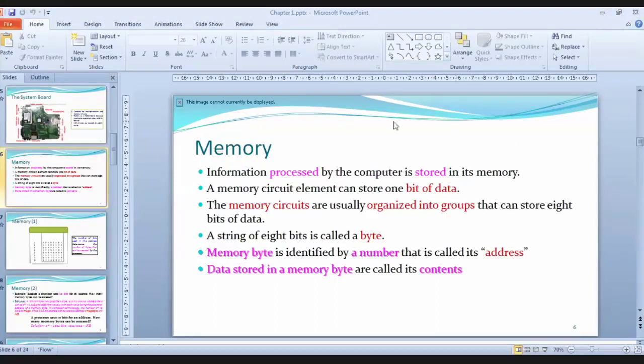Okay. If it is a memory, definitely you have to recall the address. So each and every memory byte should be identified by a number, and that is called the address. So that means you can identify, you can locate a memory by its address. You can address a memory by giving the address number. Okay, and data stored in a memory byte are called its content. So what you are going to store in a particular address is known as the content.